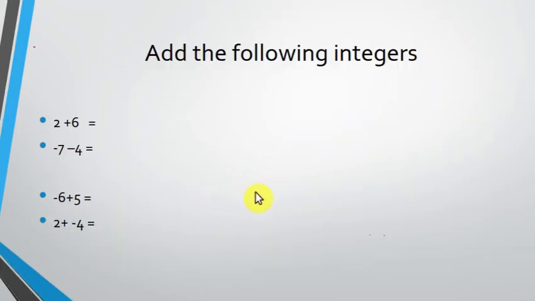Next, add the following integers. Before going to the sum, when we are adding two positive integers, we get a positive integer. For example, 2 is a positive integer, 6 is a positive integer, we get a positive integer 8. Next, when we are adding two negative integers, we will get a negative integer. So 7 plus 11, 7 plus 4, 11 minus 11.